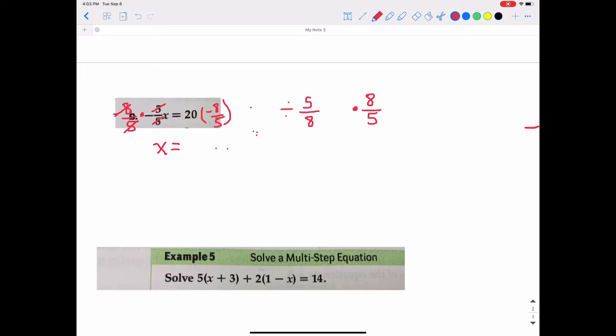And I know you can do it on a calculator, but let's go ahead and talk about why the answer is what it is. The way you multiply a whole number times a fraction is you put it over 1, and you multiply the top numbers together and the bottom numbers together. So you would get negative 160 on the top over 5 on the bottom, and that simplifies to negative 32. So don't rely on your calculator. You've got to understand how to do these when we do problems like this with multiple variables.